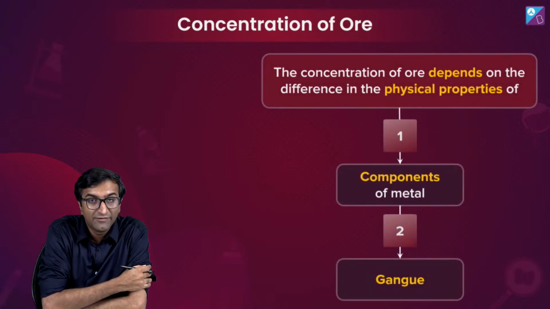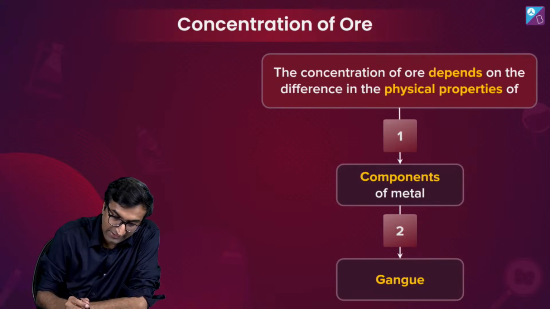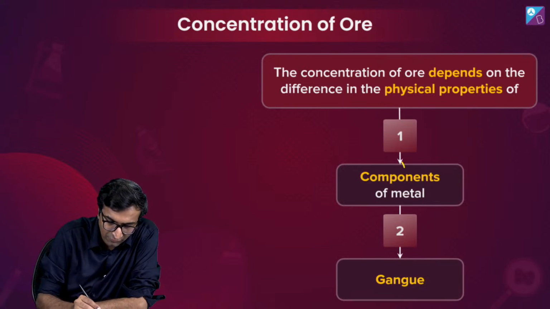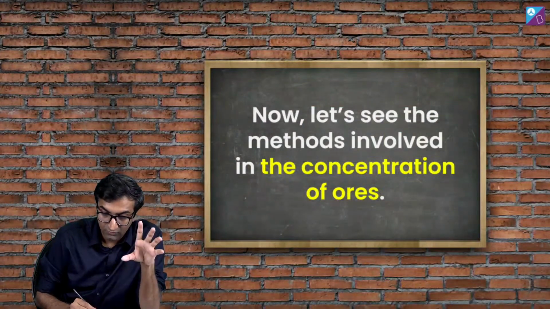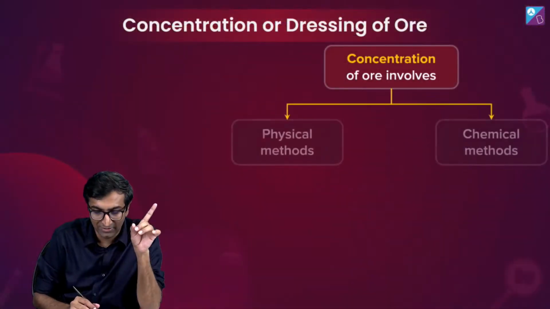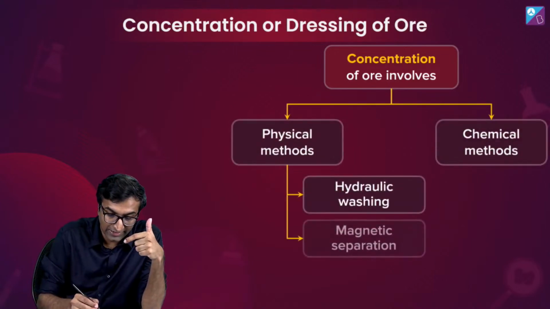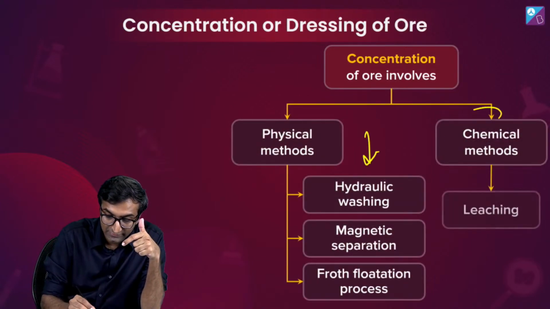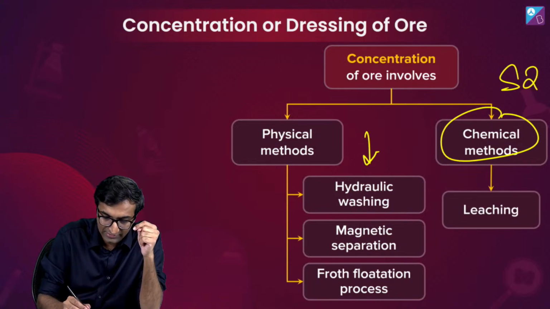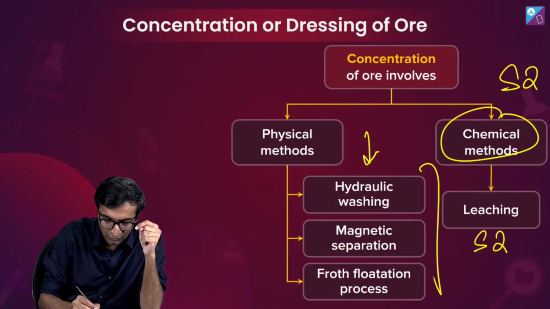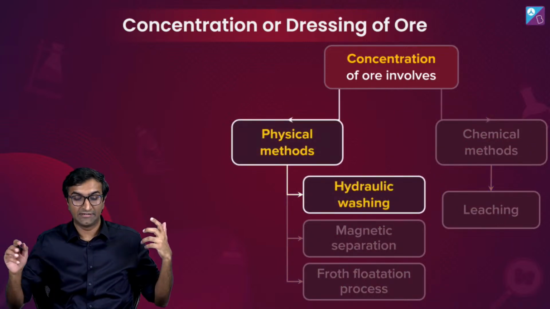So what physical property can we exploit? There are 3 of them that we'll focus on. Some property of the component of metal and gang we can exploit. So let's look at some physical methods and chemical methods. In our session today, we're going to look at these 3 physical methods specifically. Leaching will be covered in session 2, which is going to be in Friday's session, I think. And this is today's session, session 1. Okay, hydraulic washing. Let's start with that one.